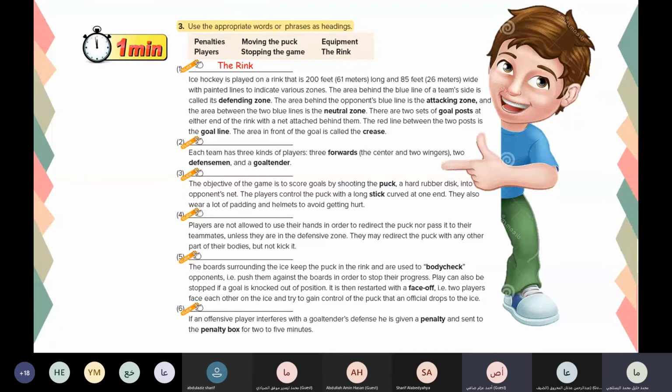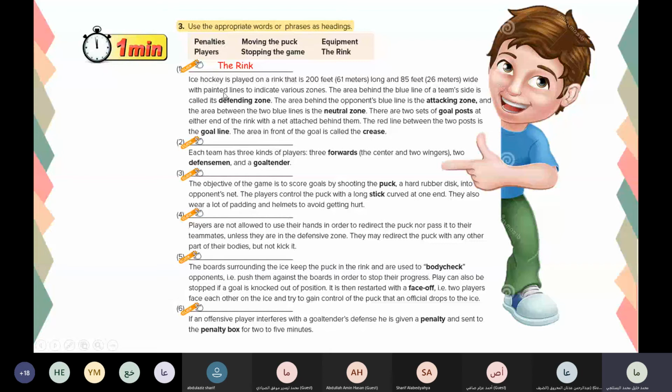Okay, thank you. The area behind the opponent's blue line is the attacking zone, and the area between the two blue lines is the neutral zone. There are 2 sets of goal posts at either end of the rink with a net attached behind them. The red line between the 2 posts is the goal line. The area in front of the goal is called the crease.